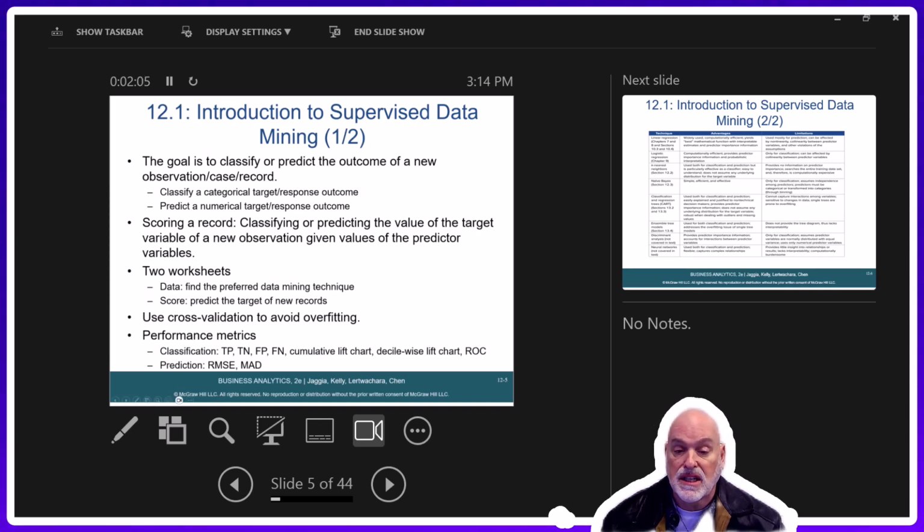Scoring a record: classifying or predicting the value of the target variable of a new observation given values of the predictor variables. So there are two worksheets: one, data, find the preferred data mining technique, and two, score, predict the target of new records. Use cross-validation to avoid overfitting. Performance metrics. In classification: TP, TN, FP, FN, cumulative lift chart, decile-wise lift chart, ROC. And in prediction: RMSE and MAD.